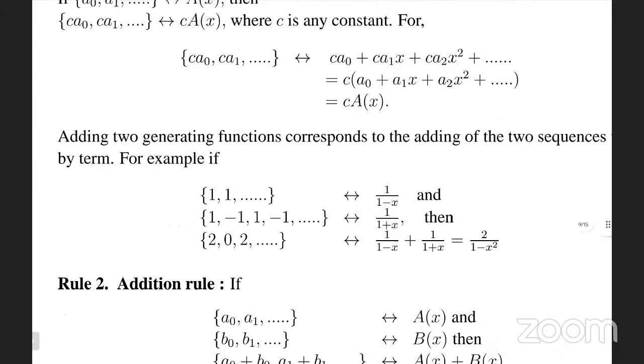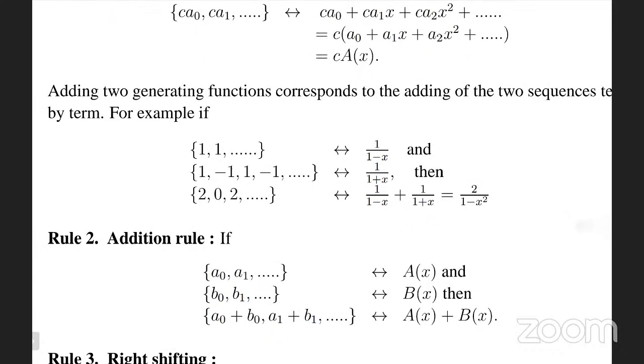Examples: 1, 1, 1, and so on gives 1 by 1 minus x. Then 1, minus 1, 1, minus 1, continuously repeating, will come to 1 by 1 plus x.